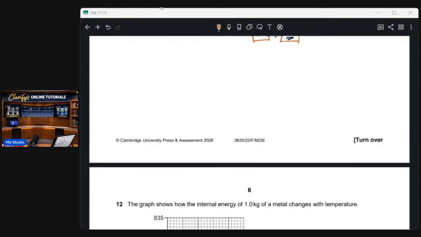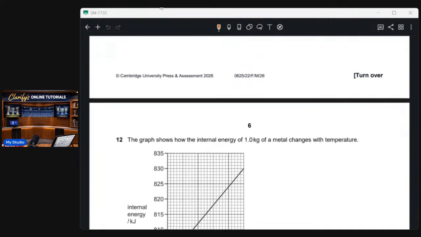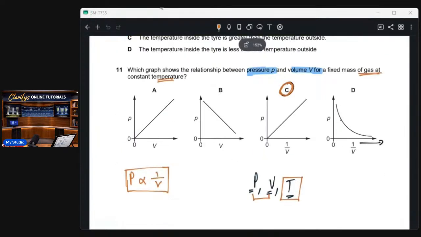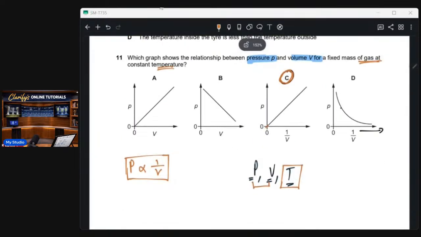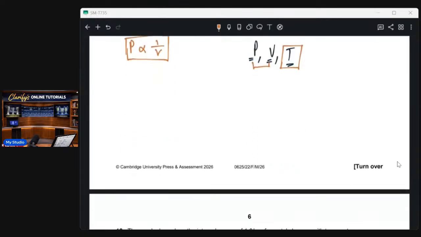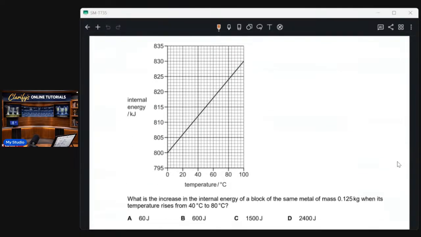Right. Let's go to this next one. What made this correct was the 0, 0. When there is no volume, there can never be pressure. So don't let me down. When there is no volume, there can never be pressure. Anyway, I think we are wrapping it up.